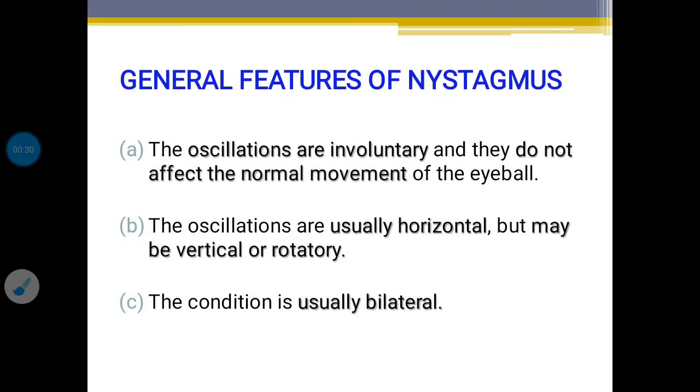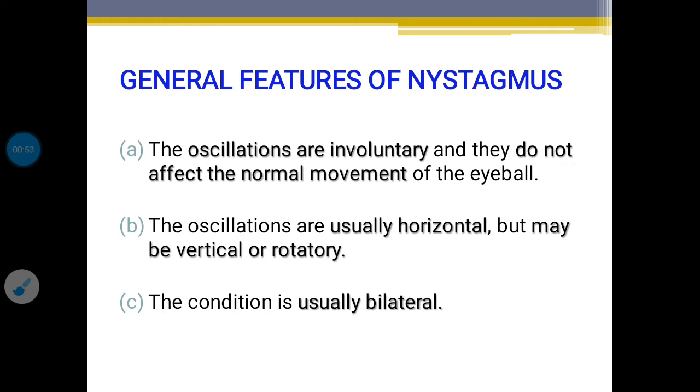Now there are certain general features of nystagmus. Let us see one by one. The first general feature is that oscillations are involuntary and they do not affect normal movement of the eyeball. So in nystagmus the oscillations will be involuntary, that is one general feature.